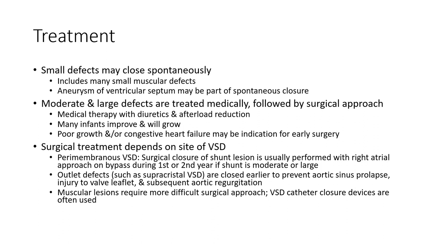Perimembranous VSD surgical closure of shunt lesion is usually performed with a right atrial approach on bypass during first or second year of life if shunt is moderate or large. Outlet defects are closed early to prevent aortic sinus prolapse, injury to aortic leaflet, and subsequent aortic regurgitation.